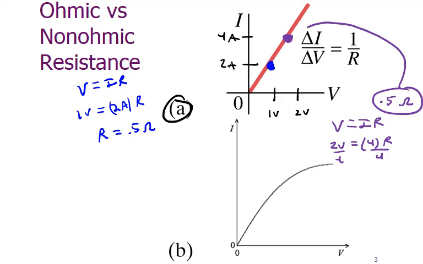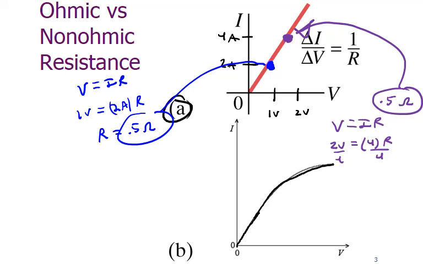So the resistance is the same here as it is here. This is obeying Ohm's law. Now, if you look at this graph down here, it starts out linear, obeying Ohm's law, and then it kind of goes off like this.